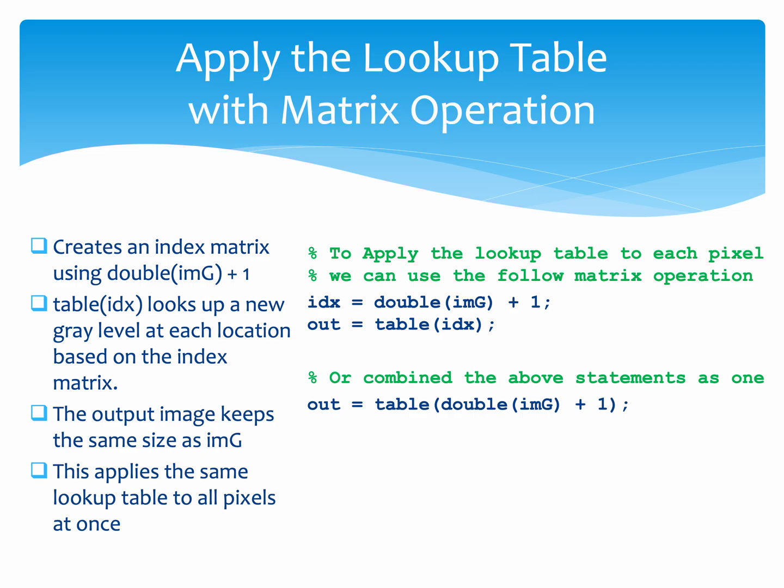In other words, this is a matrix operation version of the same lookup table idea. Instead of processing the image pixel by pixel with nested loops, we apply the same lookup table to all pixels at once. We can also combine the two statements into one line, as shown at the bottom of the slide. So, although this version is shorter and more efficient, the underlying idea is still the same. We use the lookup table to replace each original gray level with a new gray level.